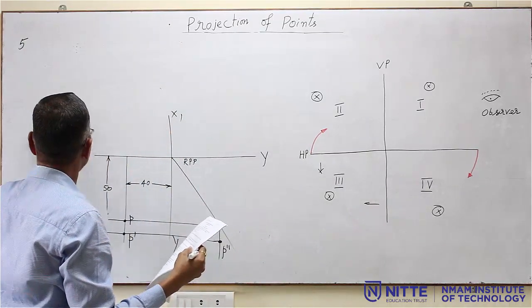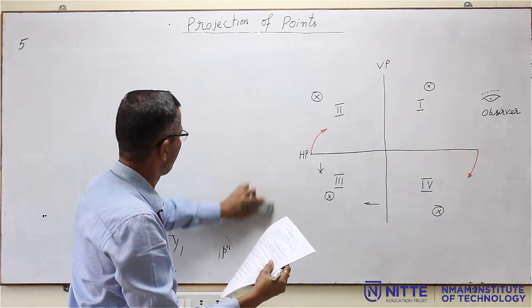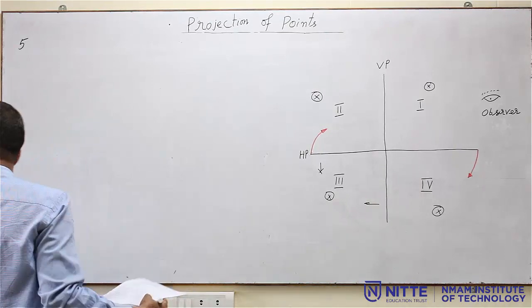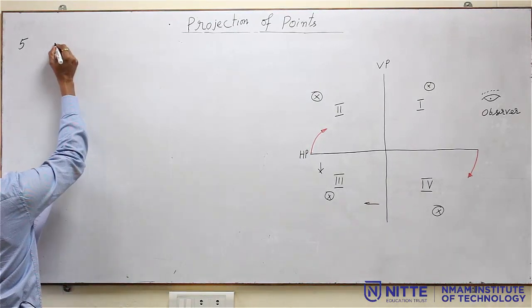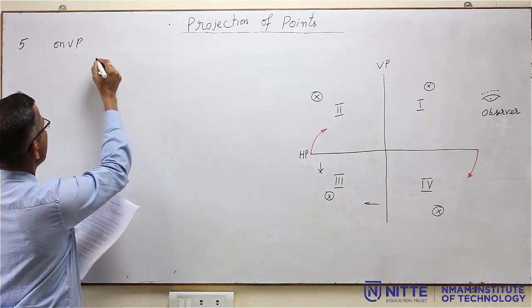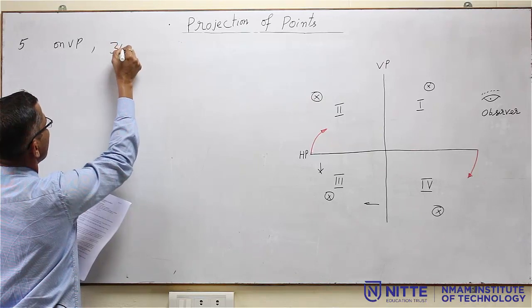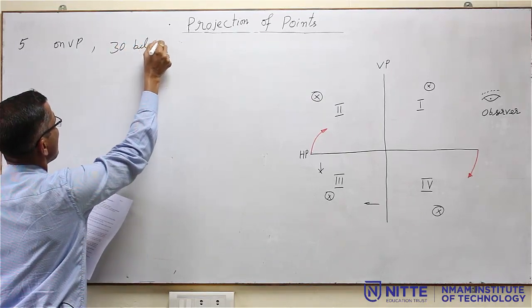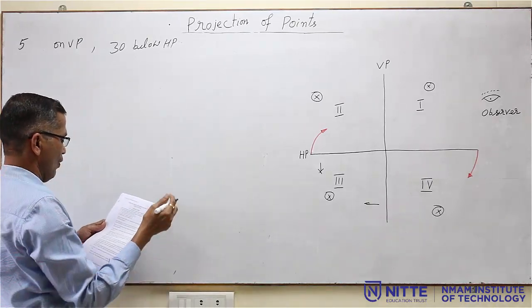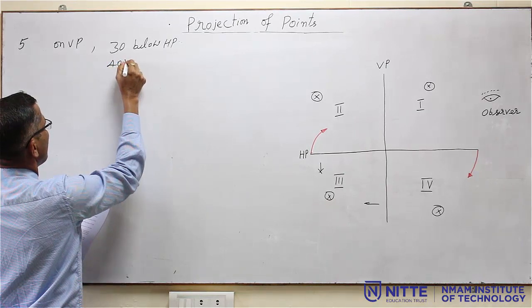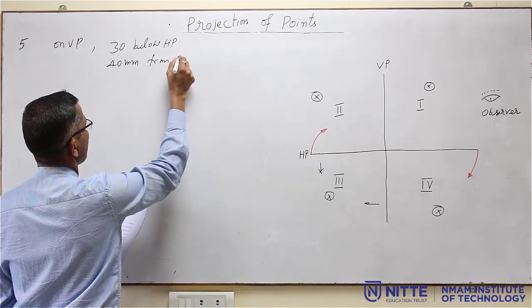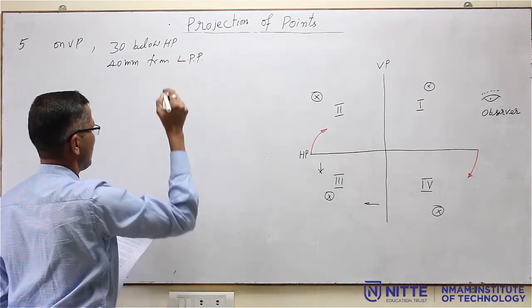So, problem number 5. A point is lying on VP, 30 mm below HP and 40 mm from LPP.